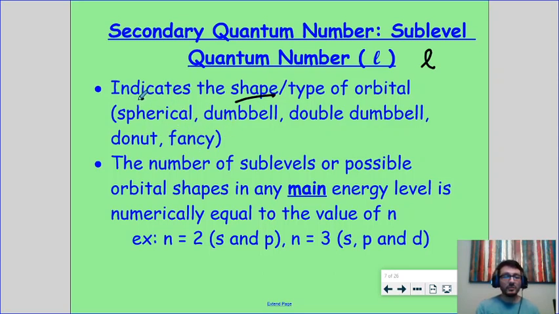We're actually going to focus on these. So spherical. Sorry, I'm getting used to this pen here. Spherical and dumbbell are the ones that we will focus on the most. Okay, so the number of sub-levels or number of shapes within an energy level n is directly related to the n value itself. So when n is equal to 2, we have 2 different shapes. When n is equal to 3, we have 3 different shapes, S, P, and D.